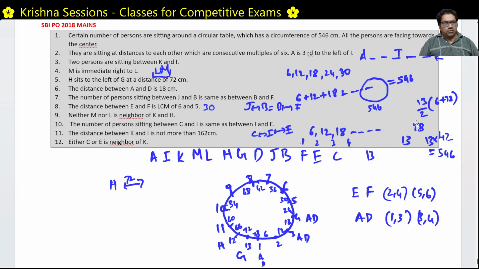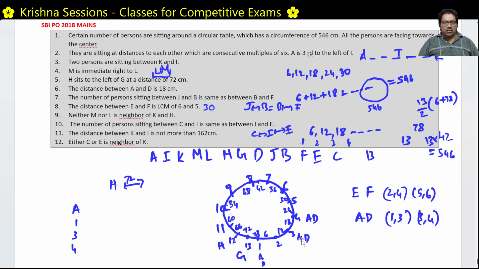We have multiple possibilities. So far, we are clear about H and G only, right? As per condition number 5, we are clear about H and G. Now, let's try A. We have two or three options. A can sit at 1, 3 or 4, right?